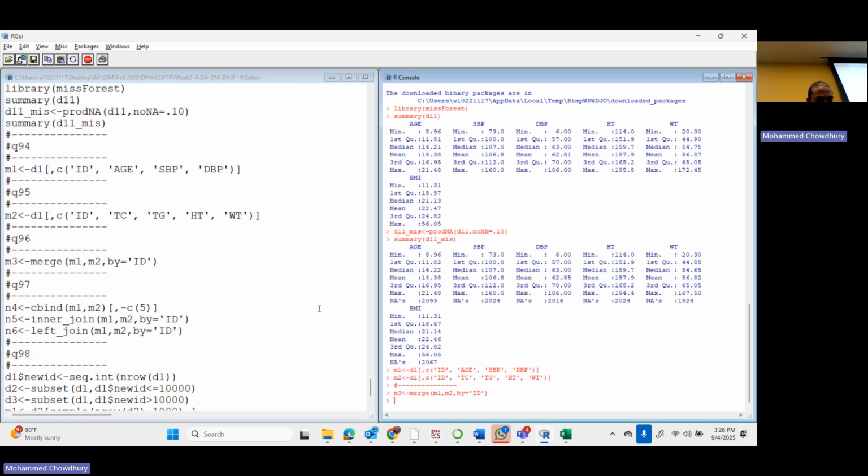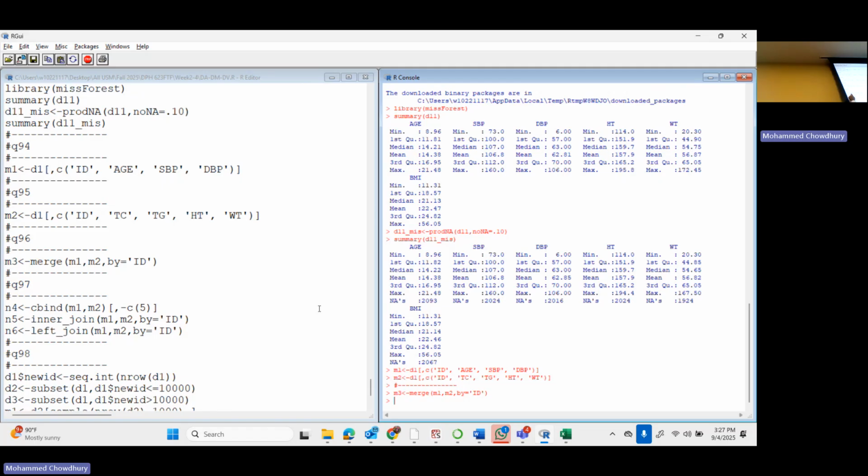Now, question number 97 is telling us to merge them by column, ignoring C5. That means I merge M1 and M2 by column, ignoring C5. C5 means the ID variable is appearing twice, and I want to exclude one. That is what C5 means.